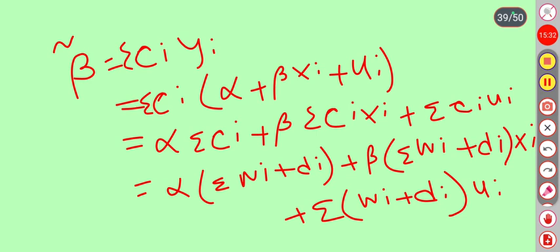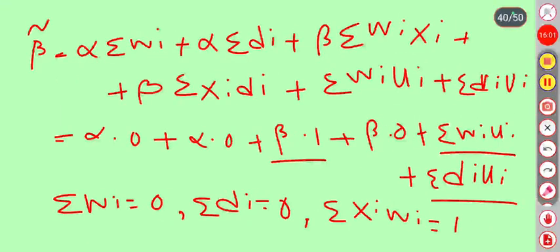Here, putting the value of yi, alpha plus beta xi plus ui, into summation ci yi and multiplying, we get alpha summation ci plus beta summation ci xi plus summation ci ui. Here ci is wi plus di. So putting all these values, beta tilde is equal to alpha summation wi plus alpha summation di plus beta summation wi xi plus beta summation di xi plus summation wi ui plus summation di ui.